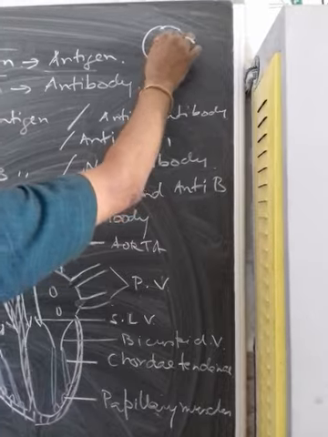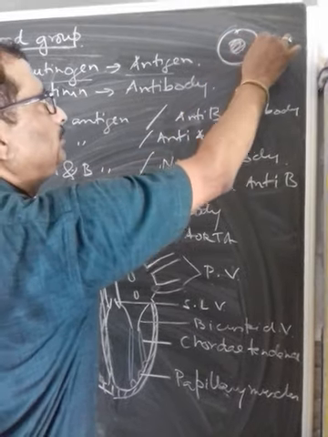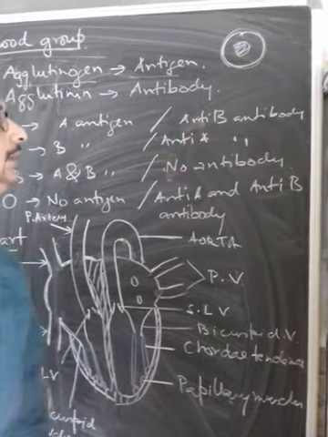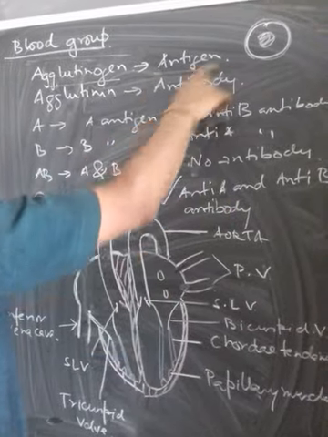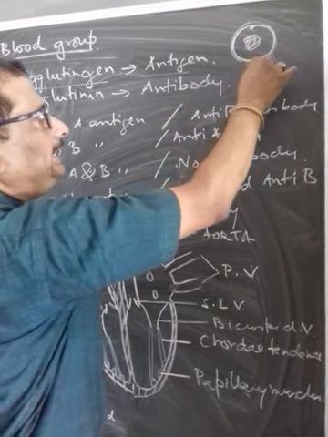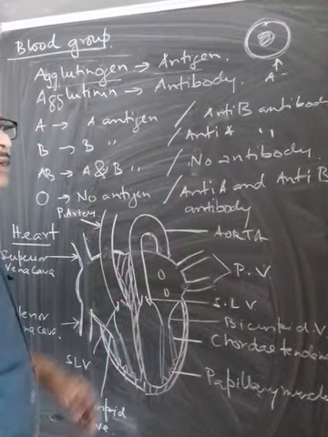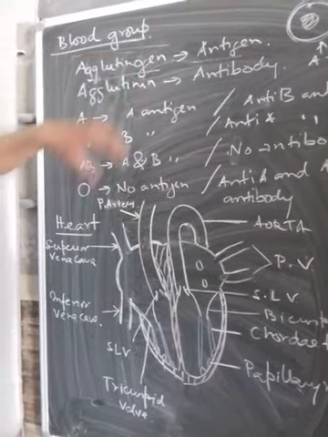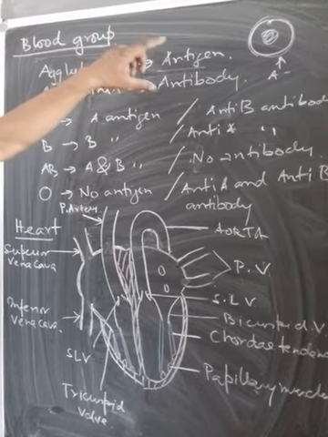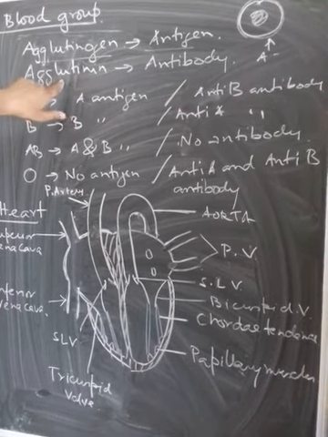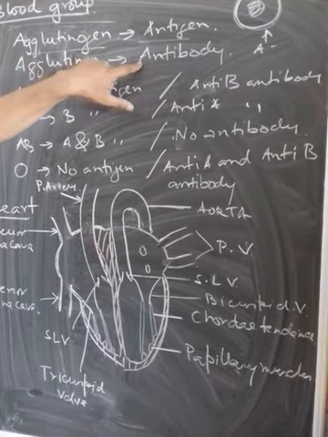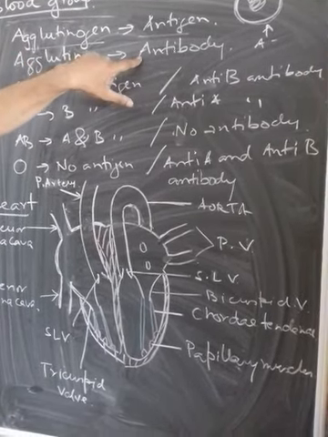Suppose this is the RBC, and this glycoprotein coat is on the RBC. If it contains the A antigen, A agglutinin, then we call it blood group A. That is on the basis of the glycoprotein coat found on the RBC, and the agglutinin, which is the antibody present in the plasma.